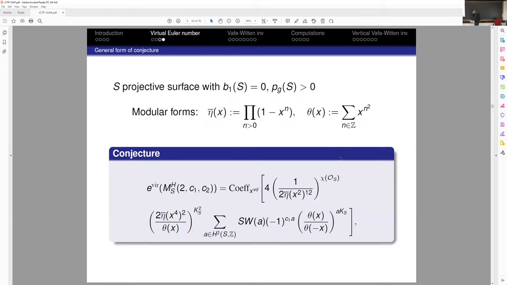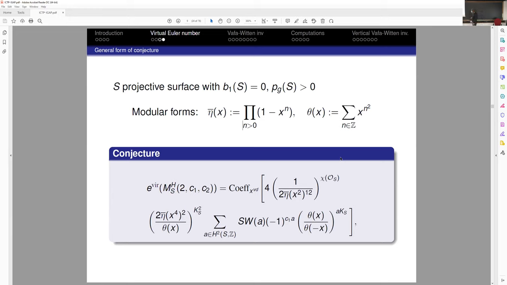In general, the formula is like this. If we don't make this assumption, we have to work in terms of the Seiberg-Witten invariants. So S is a smooth projective surface with again b1 = 0 and pg bigger than 0. We have the same modular forms as before, the eta function and the theta function. And then we write down a very similar formula, where we however now have to sum over all Seiberg-Witten classes. You can see the formula is very similar to before, but slightly more complicated because we sum over the Seiberg-Witten classes.